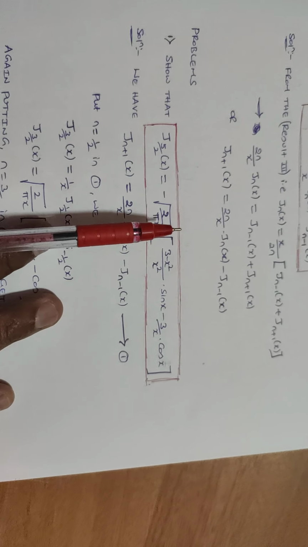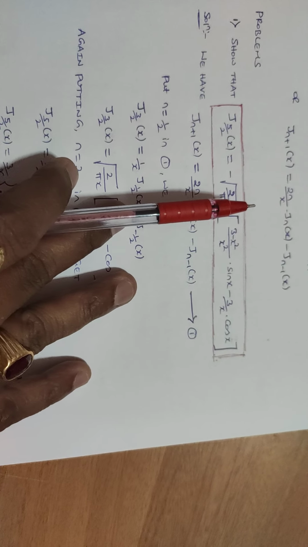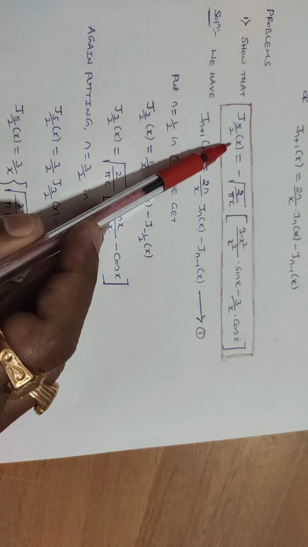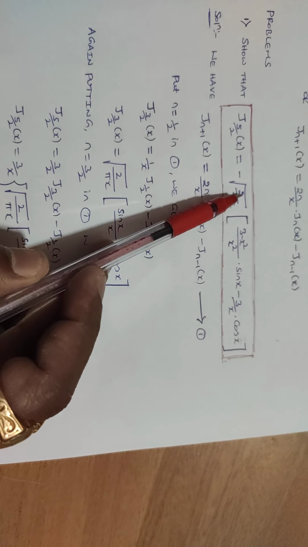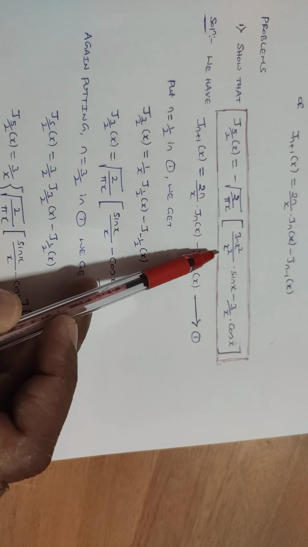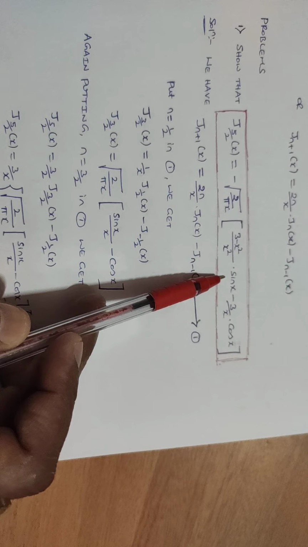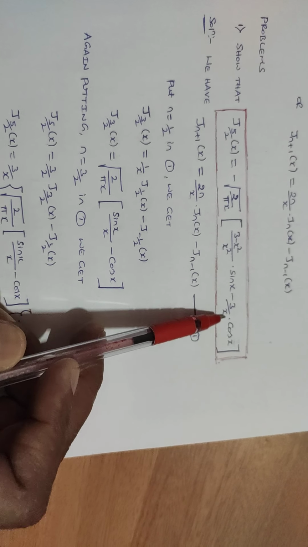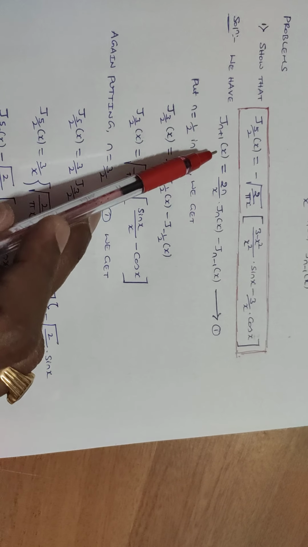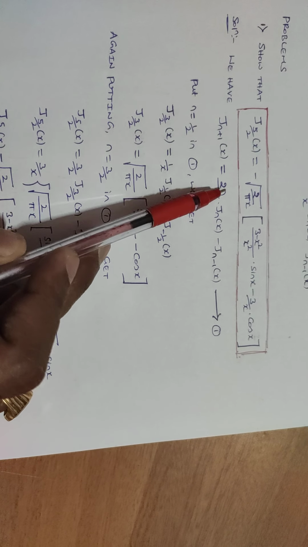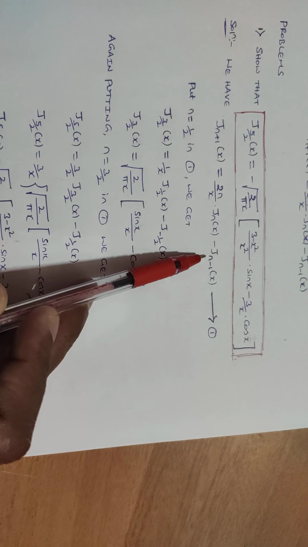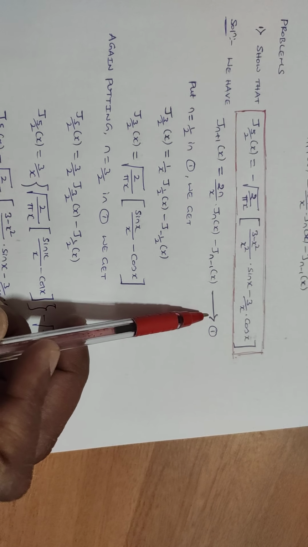Now observe the next one, that is, to show that J_{5/2}(x) equals minus square root of 2 divided by pi x into (3 minus x square) divided by x square into sin x minus 3 by x into cos of x. We have J_{n+1}(x) equals 2n divided by x into J_n(x) minus J_{n-1}(x).